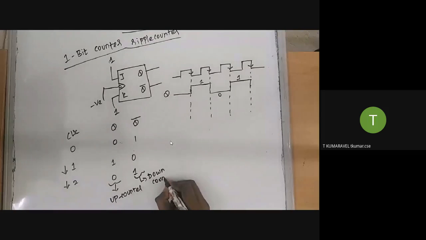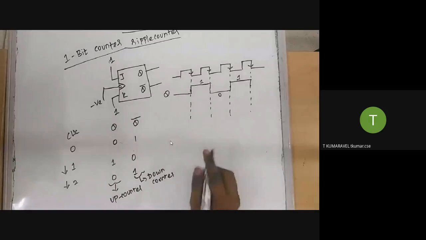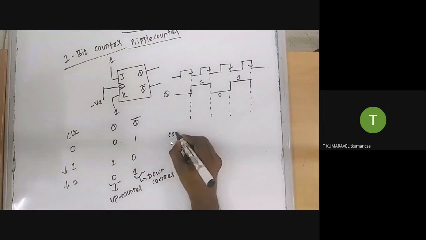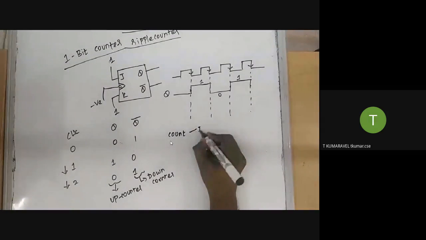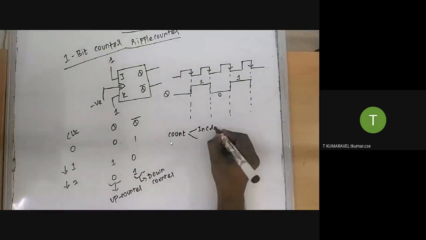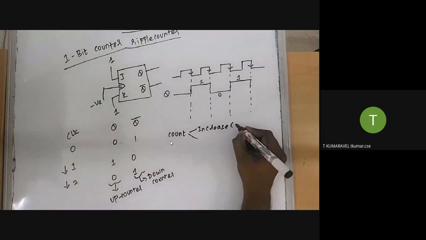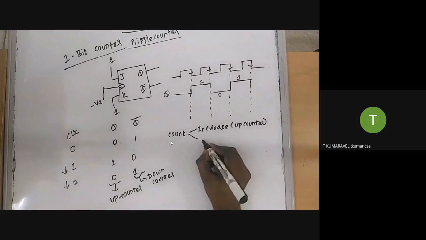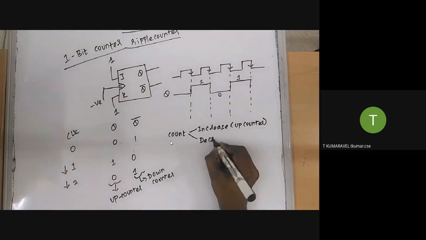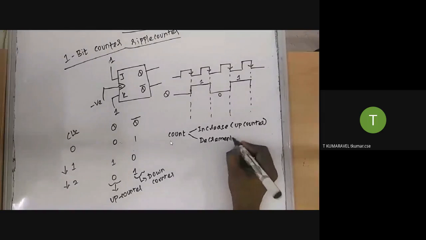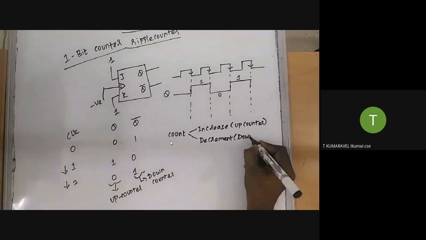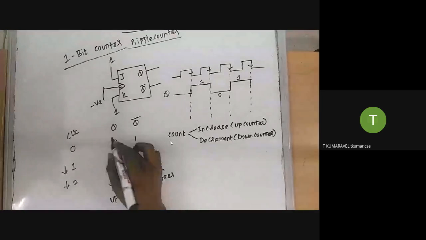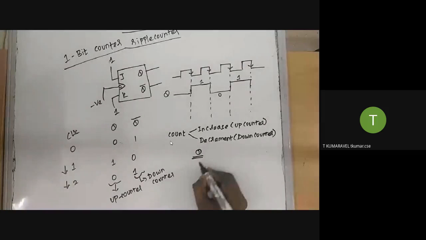Already we said a counter is going to perform a counting operation. What are the two different types of counting? One is increment counting, and another one is decrement counting. The increment count is otherwise called an up counter. The decrement count is otherwise called a down counter. I will tell you why it is called increment. For example, what is the value of Q? Initial value is 0. Next one is 1.